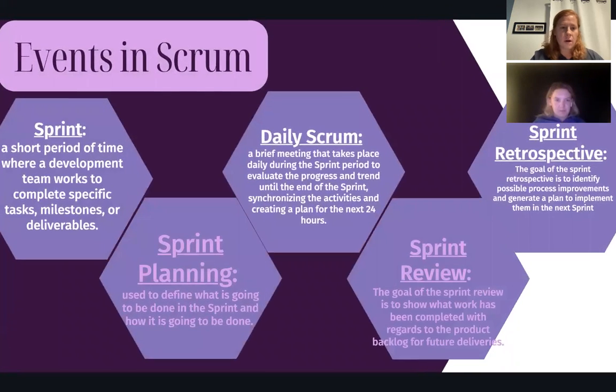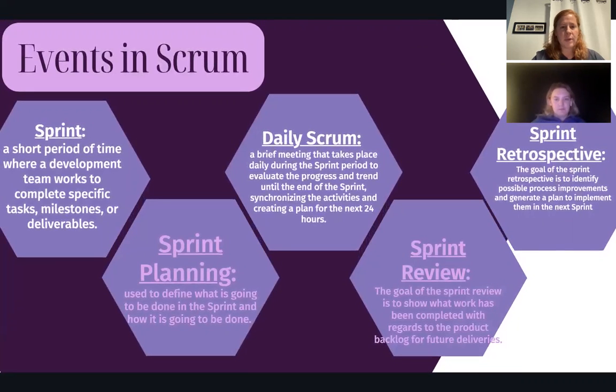So here are the events that take place during a Scrum. You start with the sprint, which I said a minute ago is a short period of time in the process, where they're tasked with the deliverables, milestones, and specific tasks to the project. Then there is sprint planning, and you use it to define what is going to be done in each sprint and how it's going to be done.